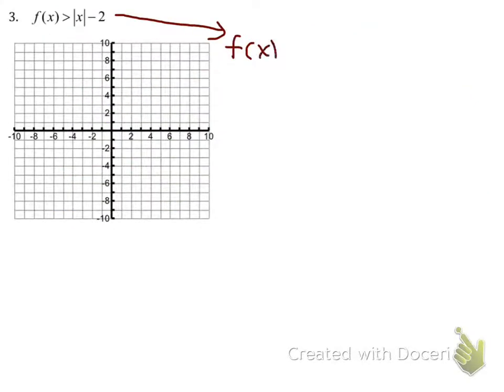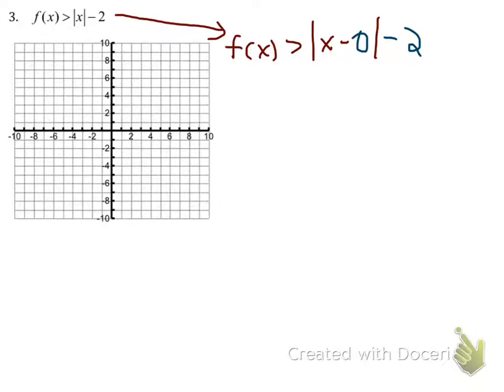Next problem. These are now absolute value inequalities. So this one says f of x is greater than the absolute value of x minus 2. Now if we recall from the last video on graphing absolute value functions, we need to find the vertex. So to find the vertex, we need to see what's happening to the x inside the absolute value bars and what's happening outside of the absolute value bars. So I rewrote this for you.